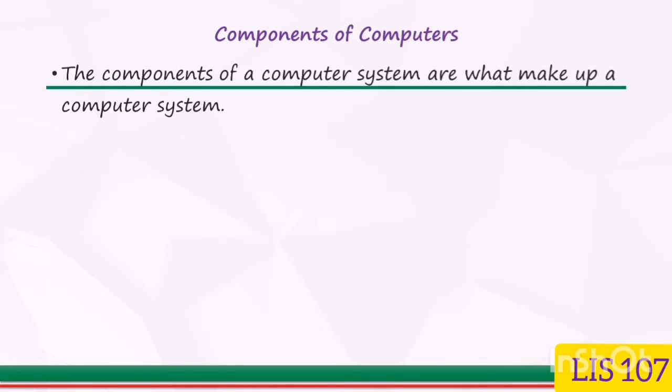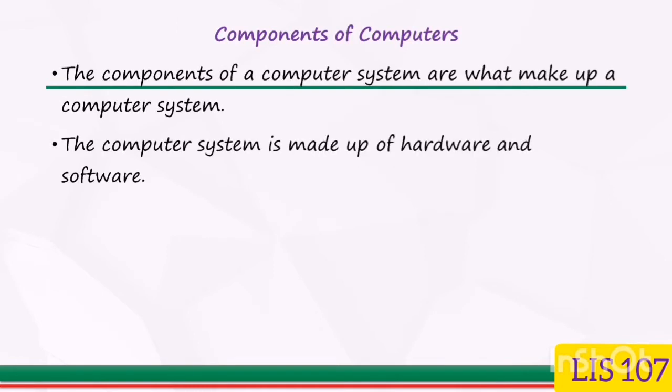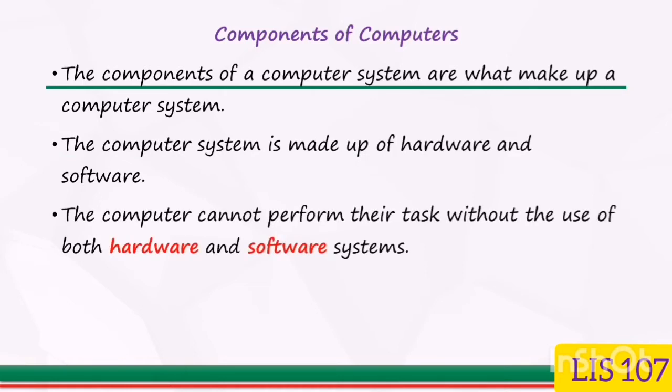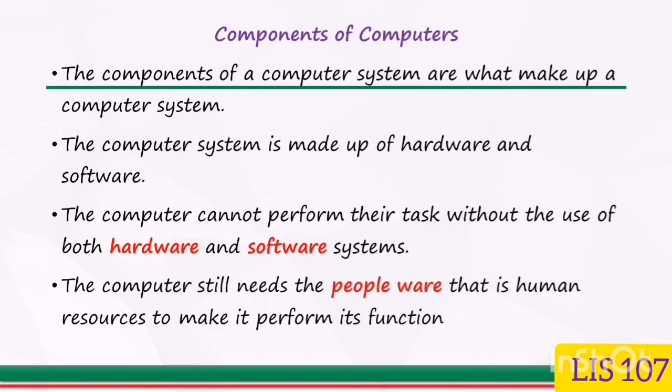Now, what are the components of computer? The components of computers are what makes up a computer system. And what makes up a computer system is the hardware and the software. Now, you see, a computer cannot perform its task without the use of both hardware and software. They both go hand in hand together. And the computer still needs the people that will input the instructions. We also call them the peopleware, to make the computer perform.